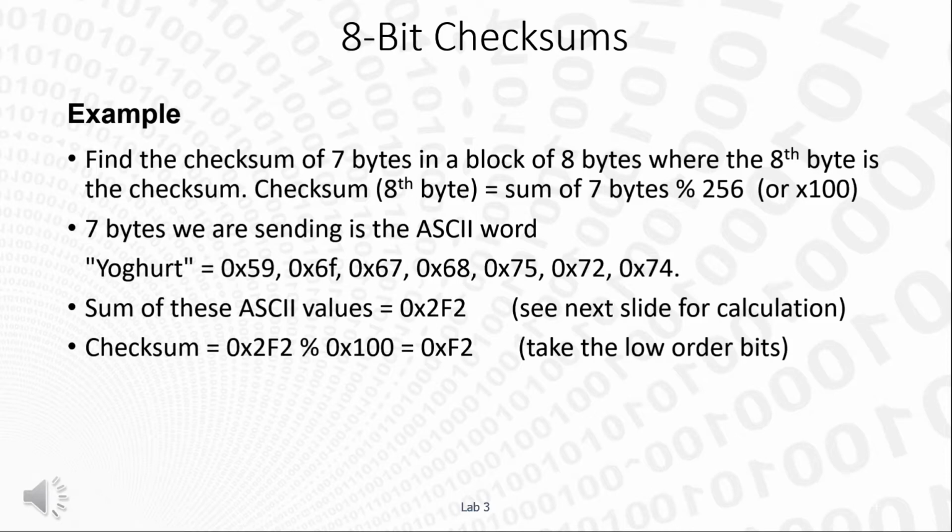We can't transmit that in the 8th byte. So we use this modulus operation. Now, 256 in decimal form is the same thing as hex 100. So when we take the sum, hex 2F2, mod 100, the result is F2. Really what we've done here is we've taken the last two nibbles of the checksum sum, the 2F2. We've just taken the low order F and 2.